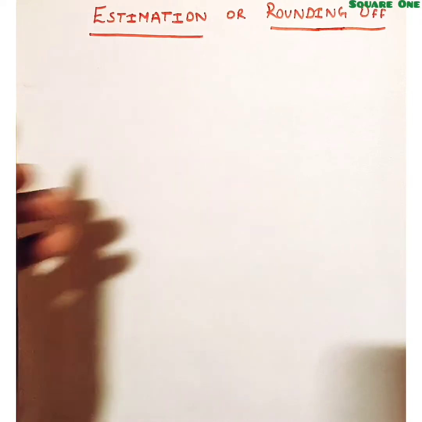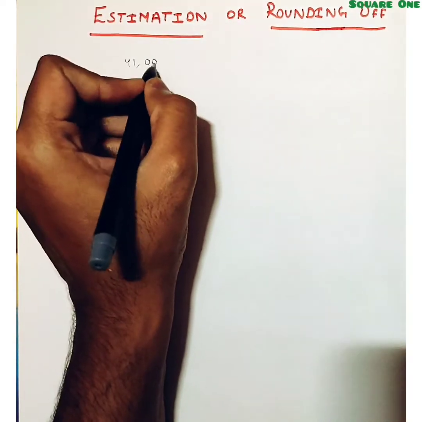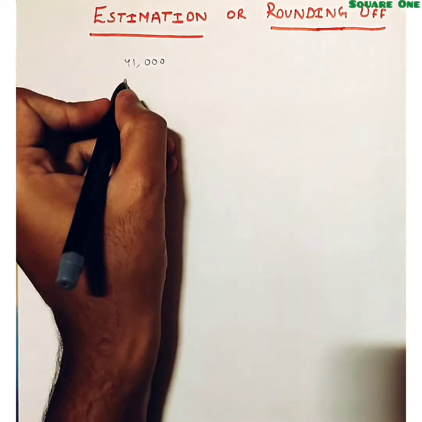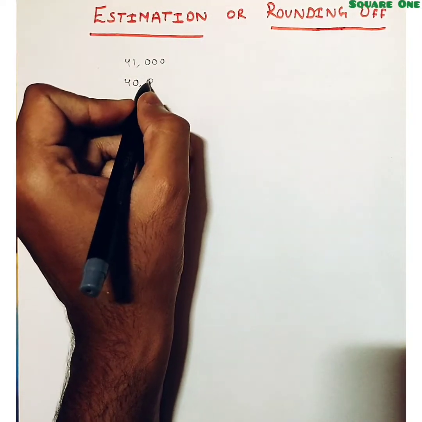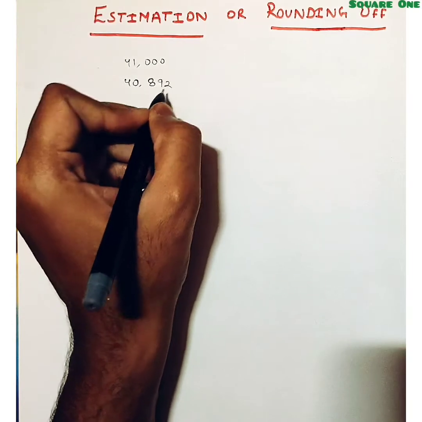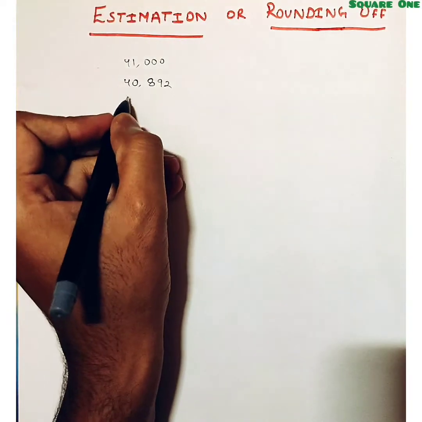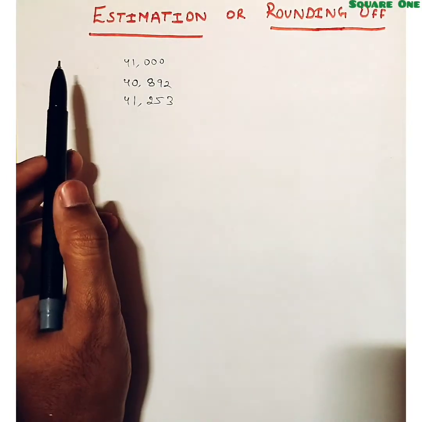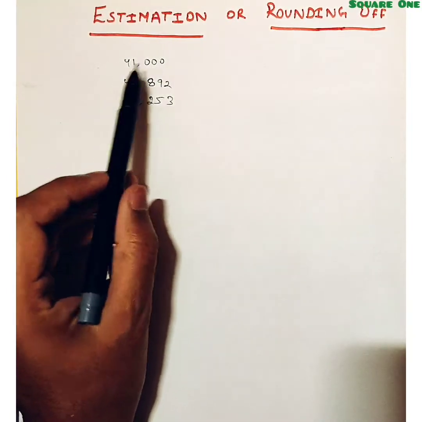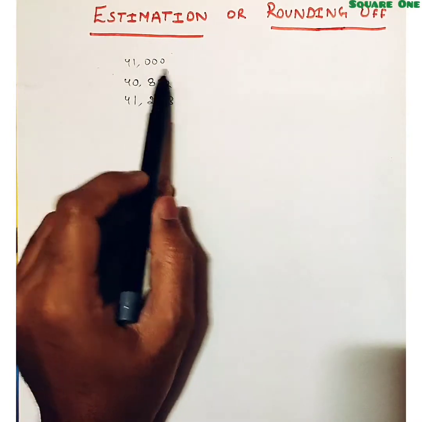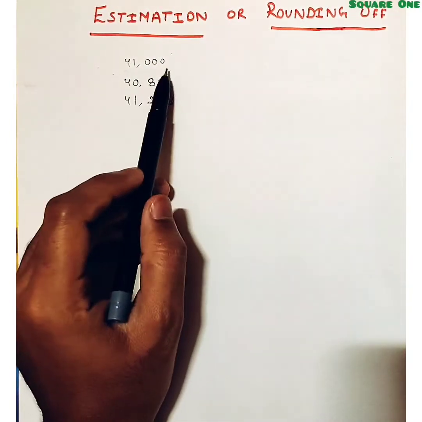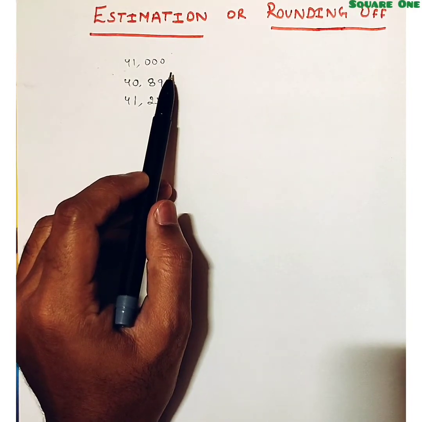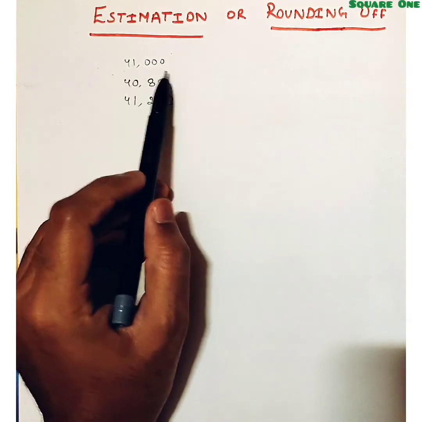Now you must know that 41,000 is not the exact number of people that can sit in that stadium. It may be 40,892 or it may be 41,253. The number of people that can sit in that stadium can be any number, but the nearest bigger number is 41,000. So you got to know that the number of people that can sit in that stadium is 41,000.